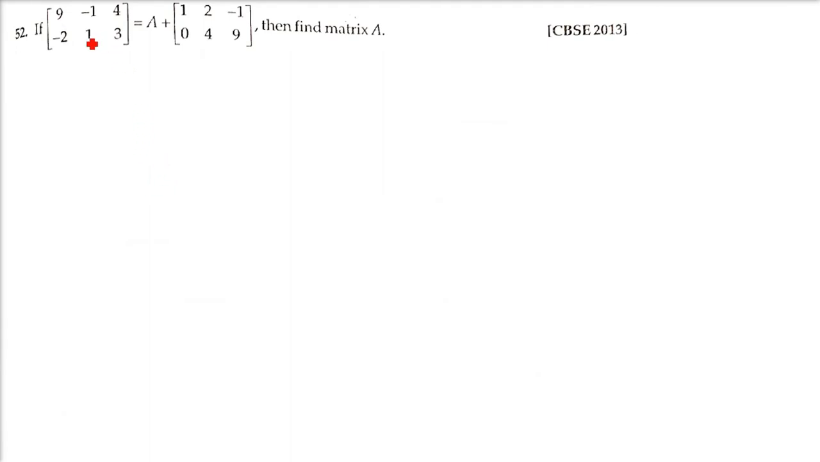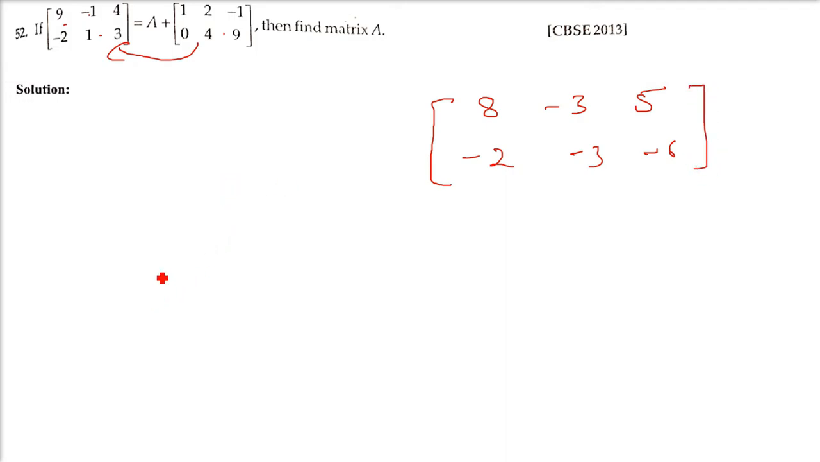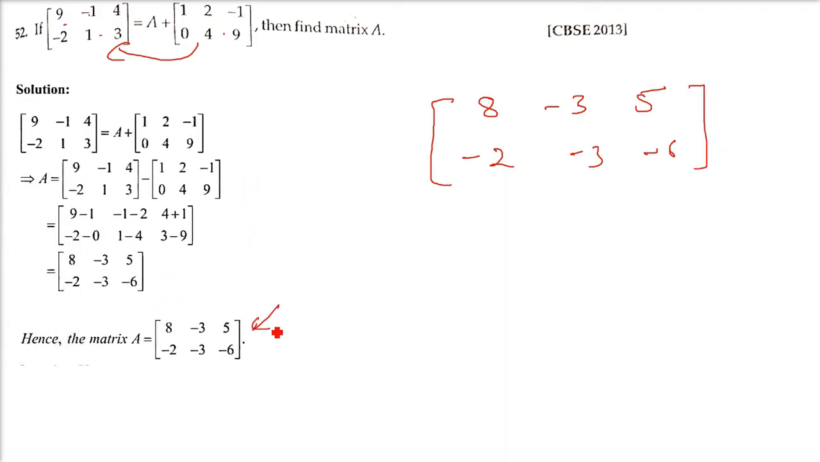Okay, just take this one on the left hand side. So you just have to subtract these two. So 9 minus 1 is 8, minus 1 minus 2 is minus 3, 4 minus of minus 1 is 5, minus 2 minus 0 is minus 2, 1 minus 4 is minus 3, 3 minus 9 is minus 6. This is your final answer. But you have to write all these like this, okay?